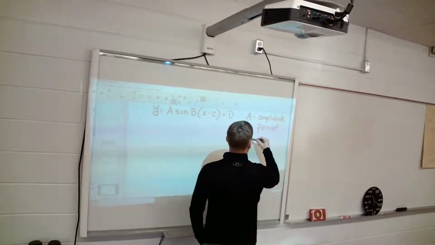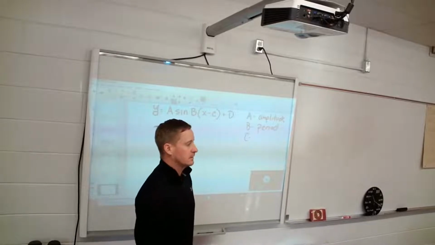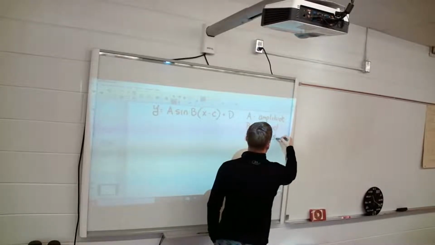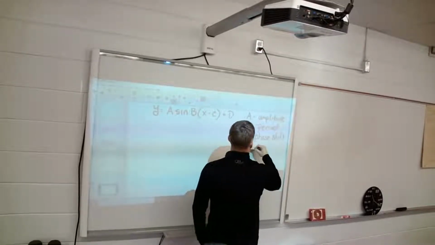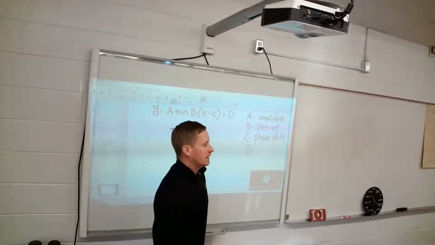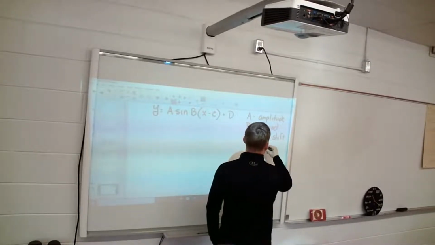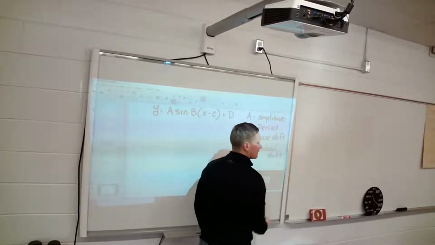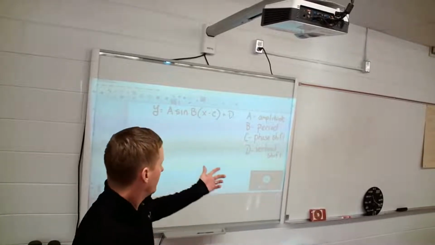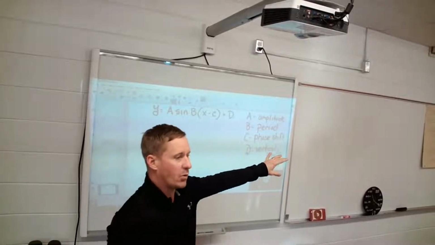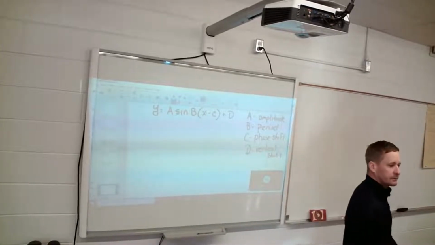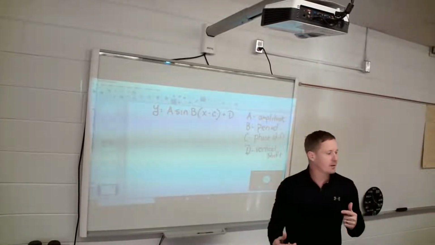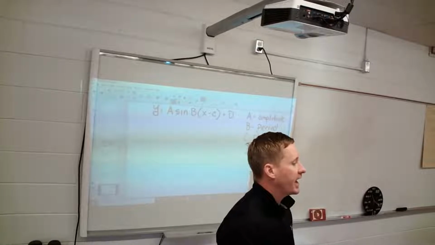What did C do to the graph? Phase shift. Very good. That means it moves it left or right. And then D, vertical, it was our midline, right? But when it's all said and done, that's a vertical shift. So all of this is what we are going to do in this whole first unit. All we're going to do is work with A, B, C, and D, but in a different way than we did with the sine graph, so that we have a better understanding.